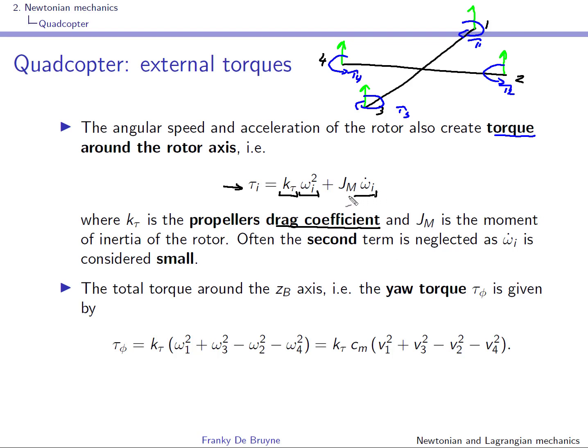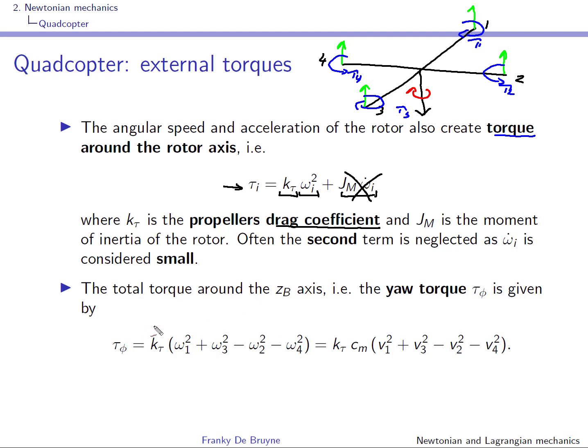There is also an additional term that is proportional to the variational speed of the rotor, so the acceleration, but generally this term is neglected, right? So if you want to see the torque, it's now the yaw torque, which was defined like this, right? Well, it's the sum tau 1, tau 3 minus tau 2, tau 4, right?